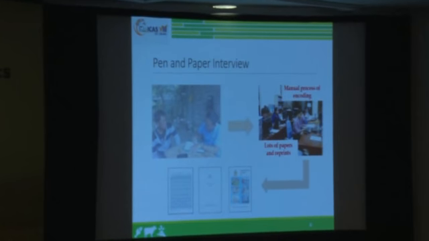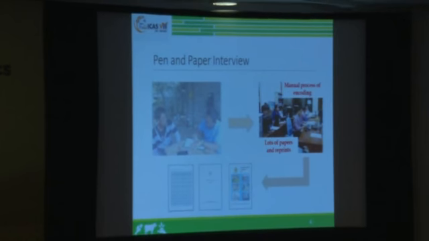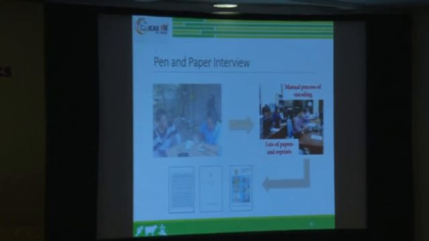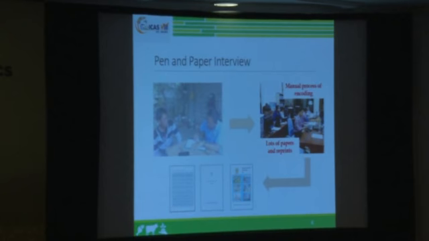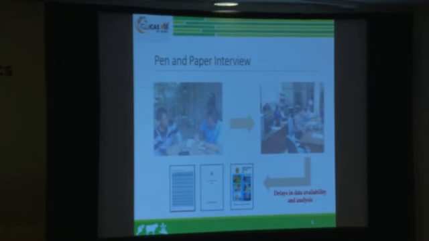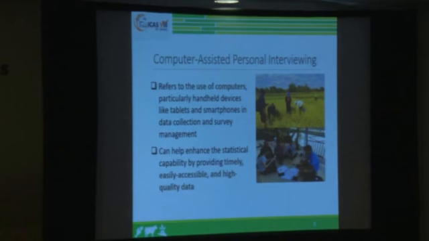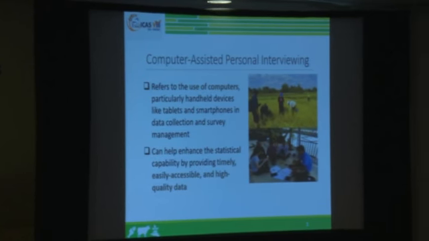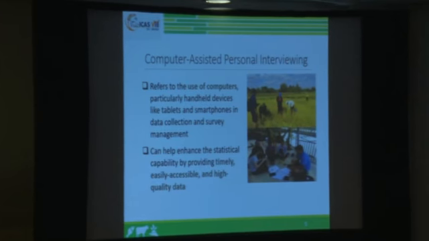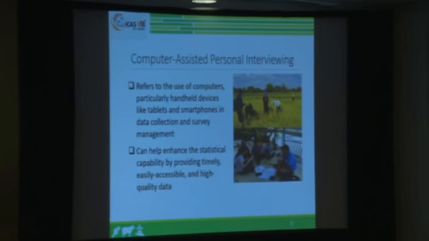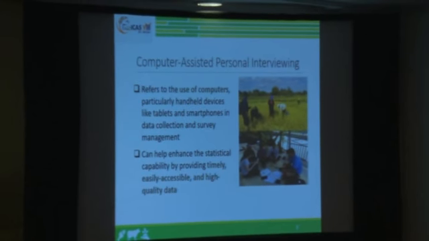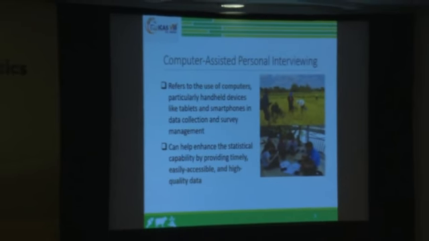At the data processing stage, we have faced more problems to clean data, and we have to take several error prints to clean data. This delays the data availability and analysis. Therefore, we have to face this problem, delay in data releasing. Computer-assisted personal interviewing refers to the use of computers, particularly handheld devices like tablets and smartphones, in data collection and survey management. It can help enhance statistical capacity by providing timely, easily accessible, and high quality data.